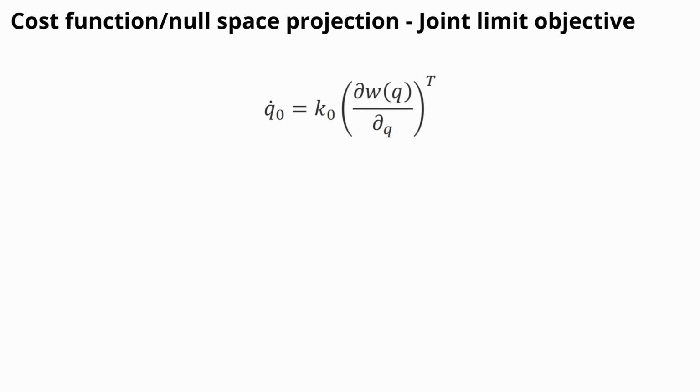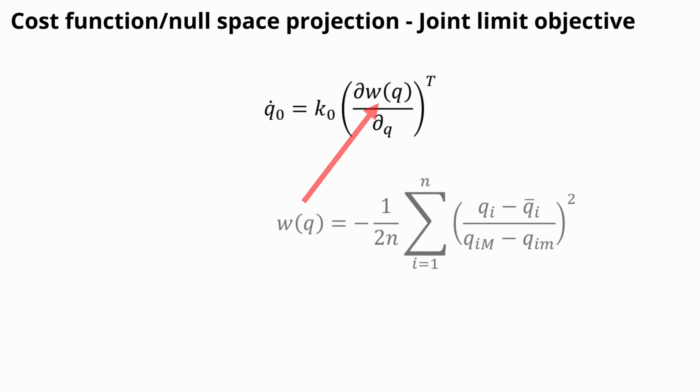q-dot-0 is the null space projection. It uses extra redundancy of the robot to achieve a secondary objective. Shown is the objective chosen, which is to steer away from the manipulator's joint limits.